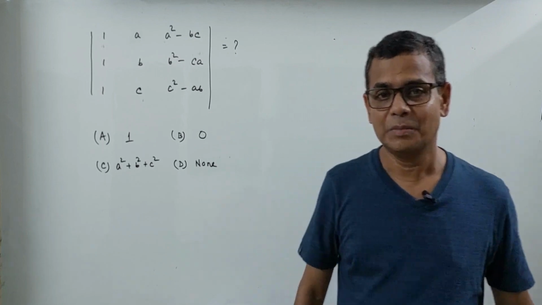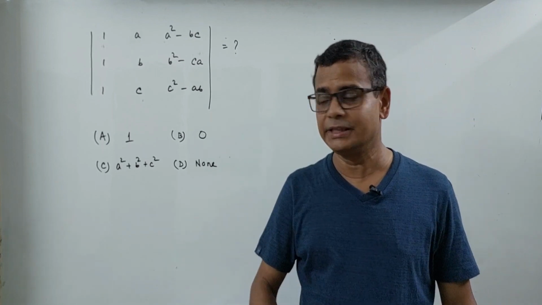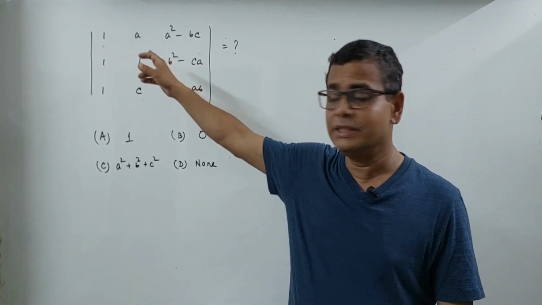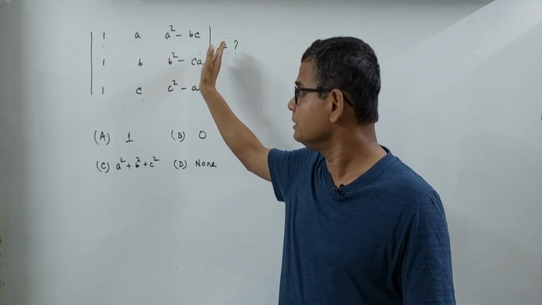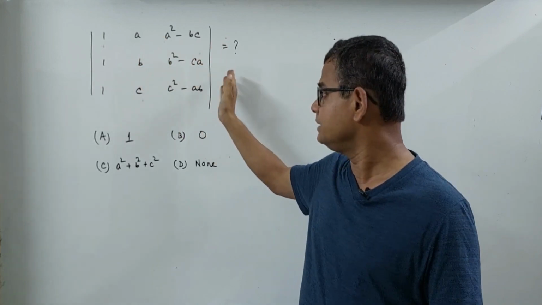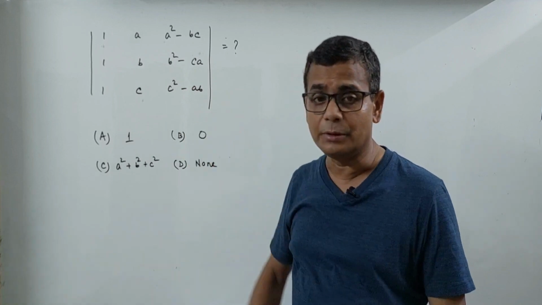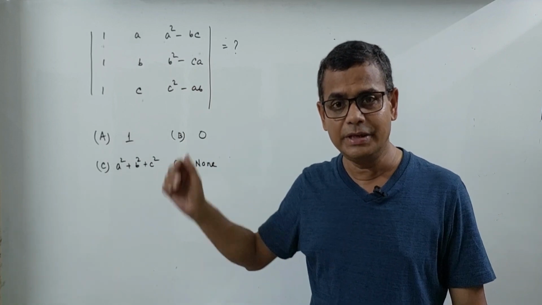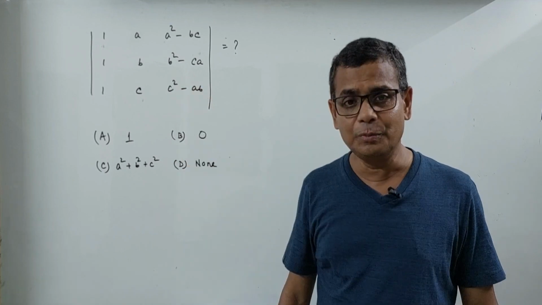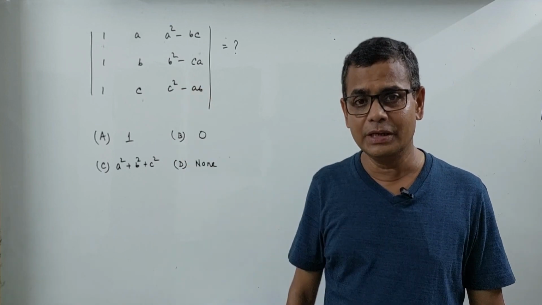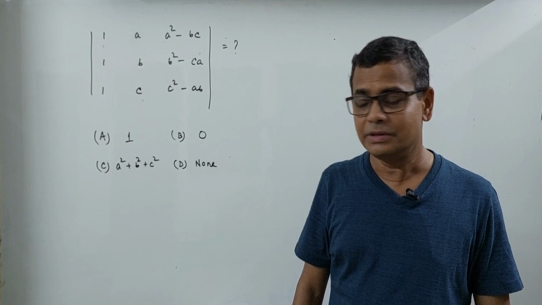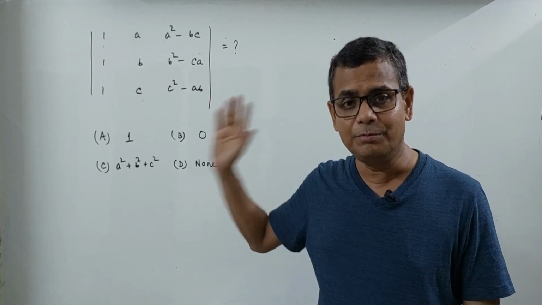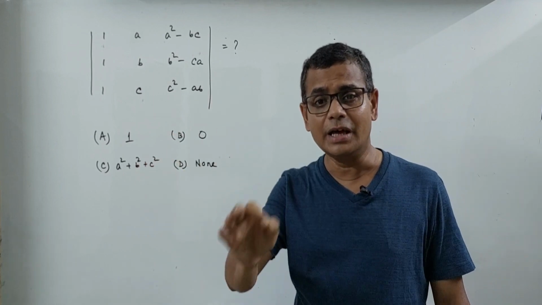Hello students, the important sum for JEE exam: the value of the determinant with rows 1, a square minus bc; 1, b square minus ca; 1, c square minus ab. Can you solve without pen and paper? Yes, it can be done. If you assume a equal to b equal to c equal to 1, then it can be solved in half of a second.